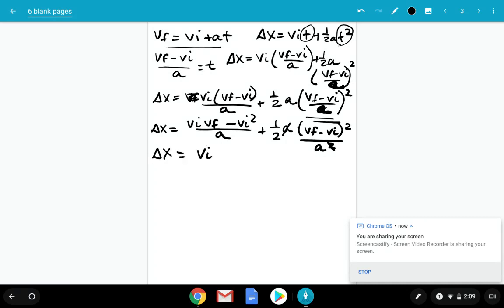Fractions are stinky. Whenever I make a math mistake, it always seems to be with fractions. I don't know, maybe it's just something I can't handle, right? So I'm going to put the 2a down there.